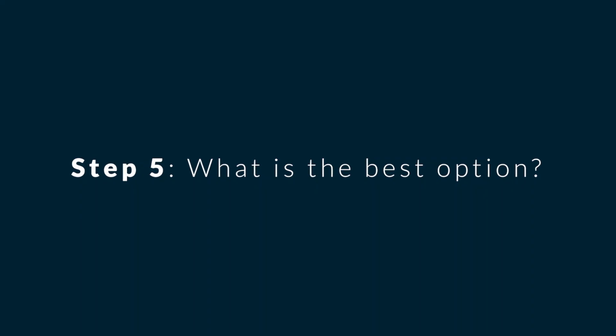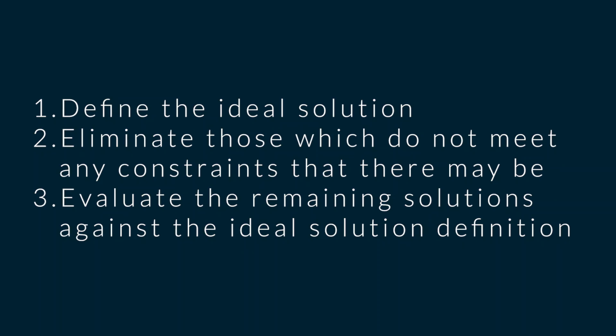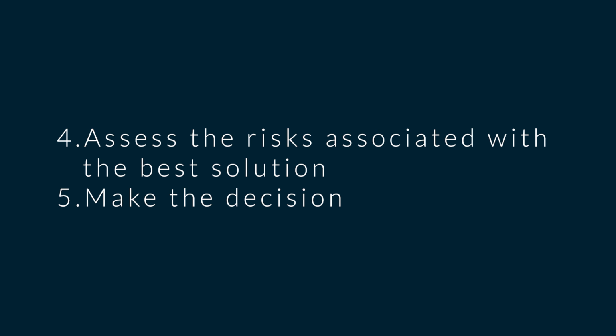Anyway, next. So what is the best option? This is where you're looking at all the options that were generated, because there was the problem, there was the data that you gathered, all the way to where you came up with the options. And so which is the best option? And that means define the ideal solution, eliminate those which do not meet any constraint that there may be, evaluate the remaining solutions against the ideal solution definition, assess the risk associated with the best solution, make the decision.